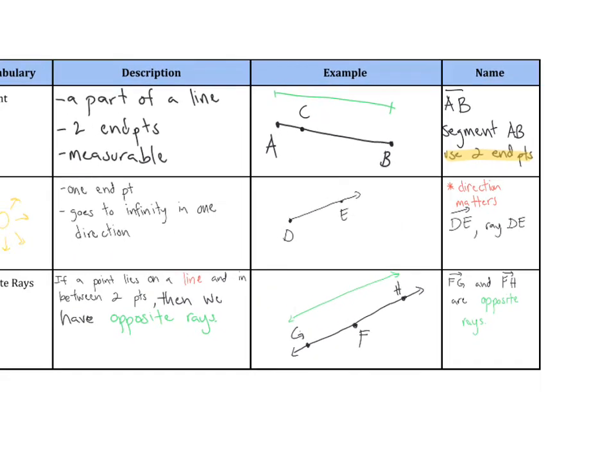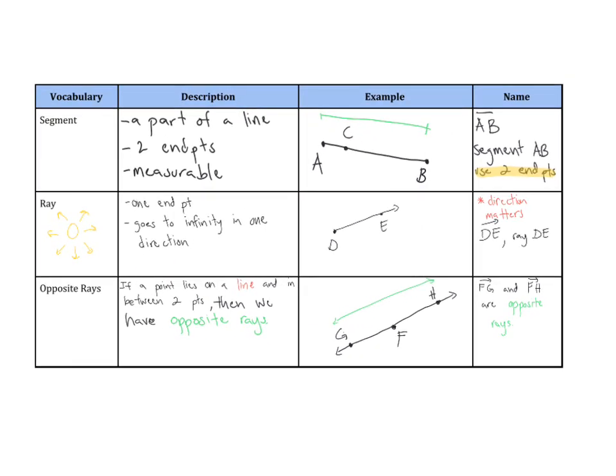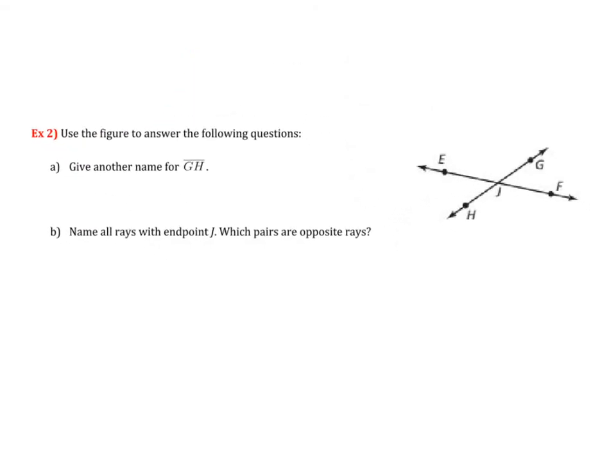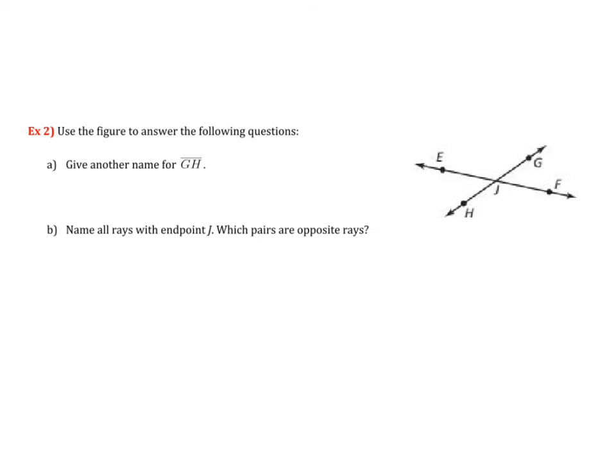All right, so we're going to go ahead and use these vocab words to finish up our last example. Taking a look at example 2 right here, it's all about segments, rays, and opposite rays. In the problem, it says to use the figure, this picture over here, to answer the following questions. They want us to give another name for segment GH.